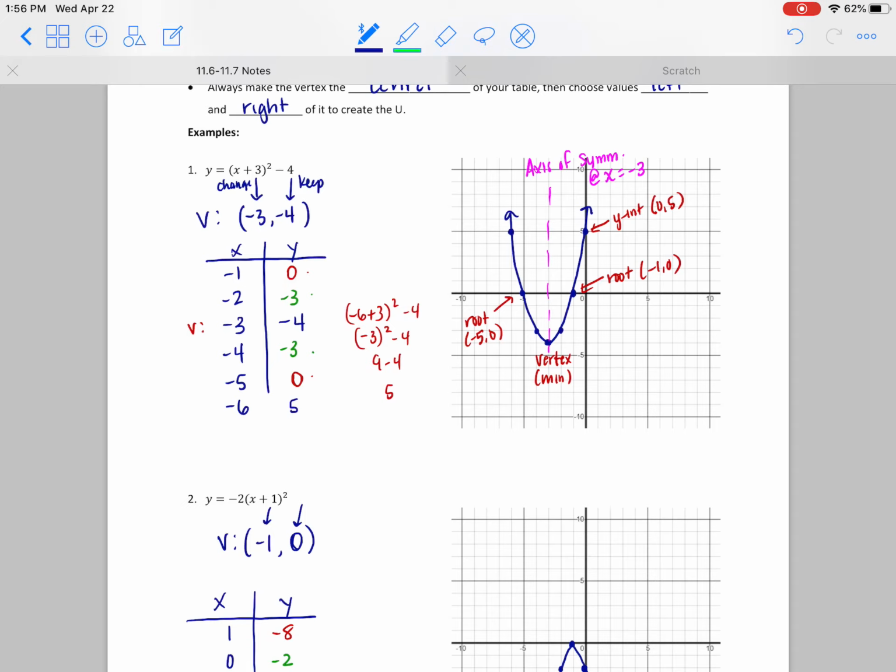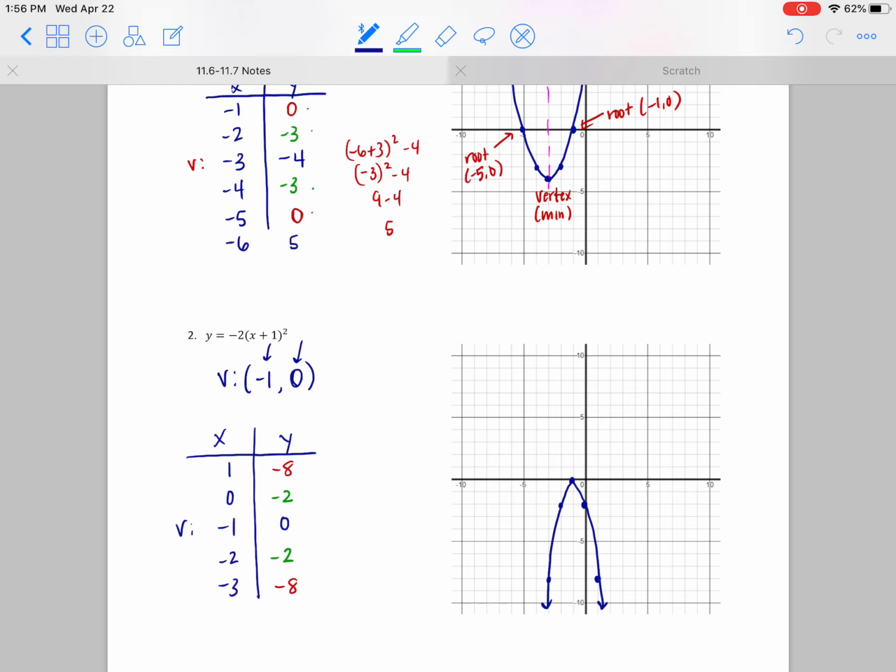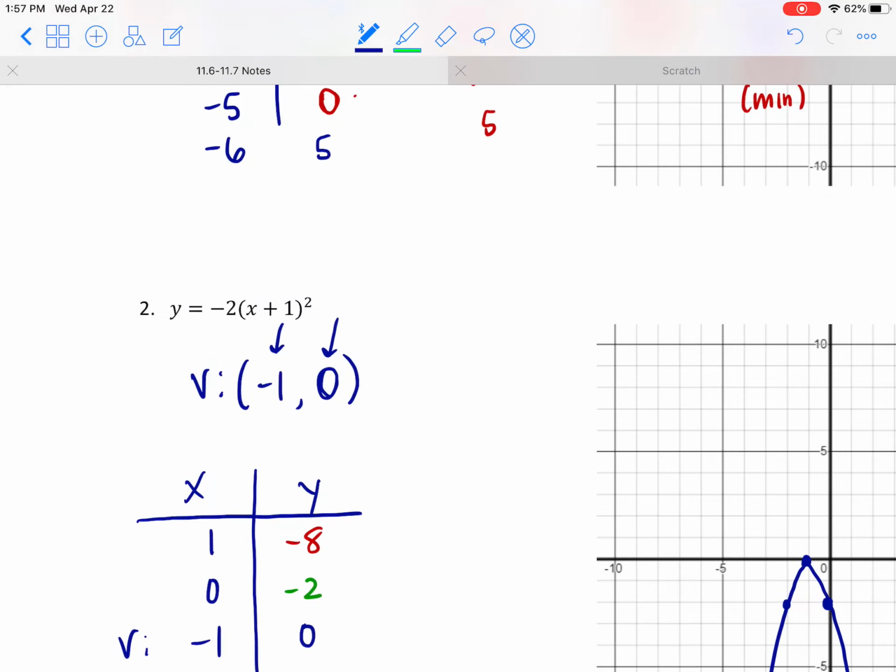I want you to notice a couple of things. If we look at this function here, it looks just like the parent function. It still opens up. Even the width looks the same. It's just shifted. The whole thing shifted to the left and down, and that was because of the vertex there. But if you notice, this parabola opens down.